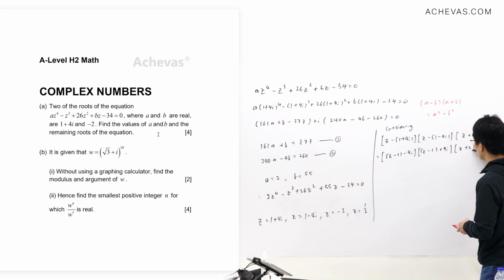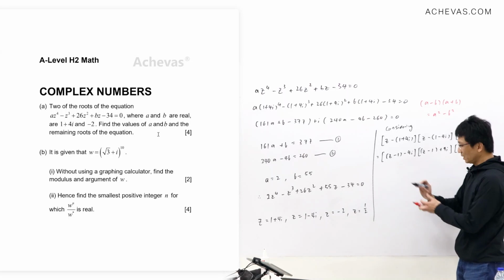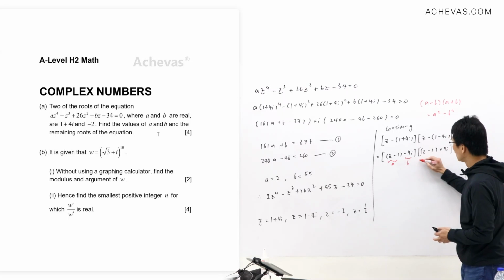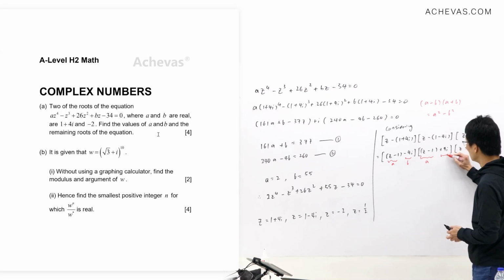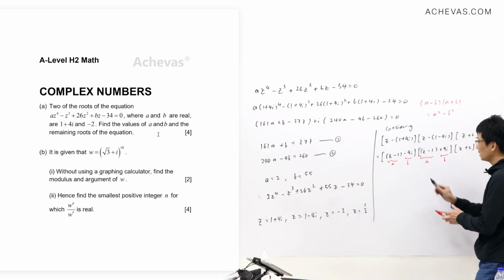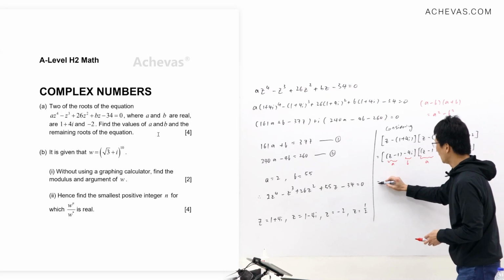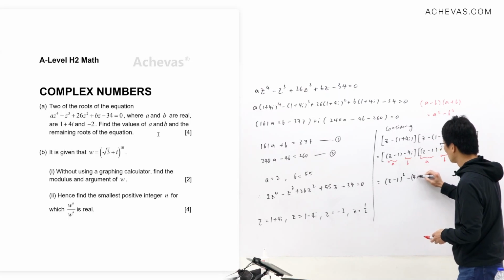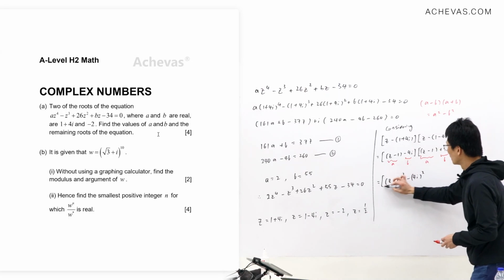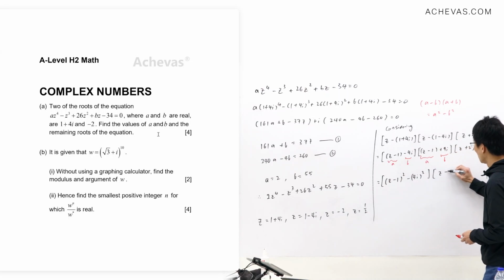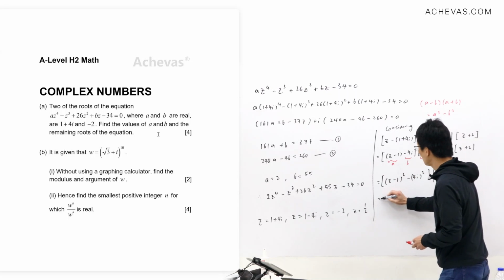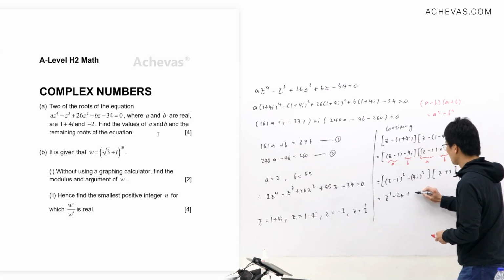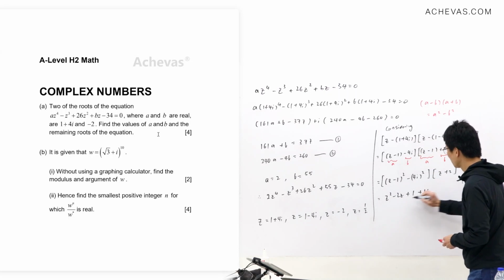(z plus 2). So we can look at this like this is the a, this is the b, this is the a, this is the b. So by expanding this using this identity, we will get (z minus 1) squared minus (4i) squared. And expanding everything here, we'll get z squared minus 2z plus 1 plus 16.